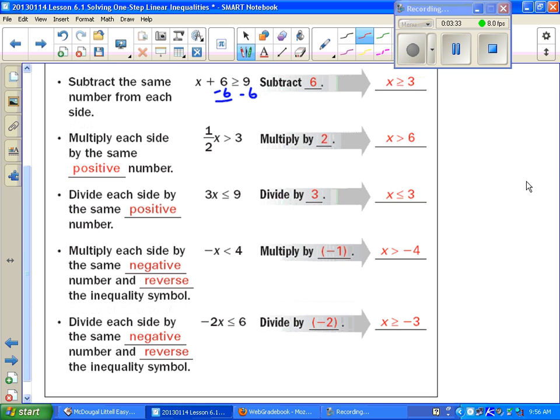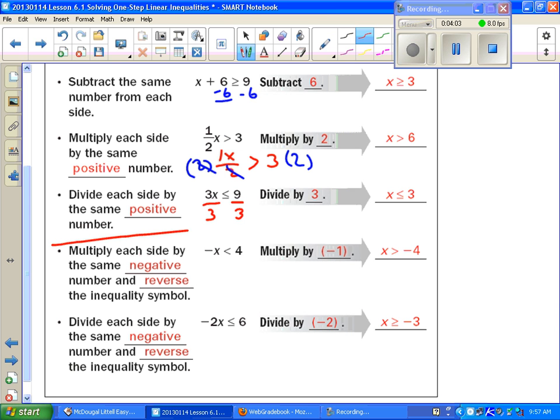One over 2 times x is the same thing as 1x over 2, divided by 3. Get rid of the divide by 2 by multiplying both sides by 2. That'll cancel this out and just leave you with x is greater than 6. Next one says divide each side by the same positive number. Again, 3 times x. You undo that by dividing by 3. If you do it on the left, you got to do it on the right. X is less than or equal to 3.